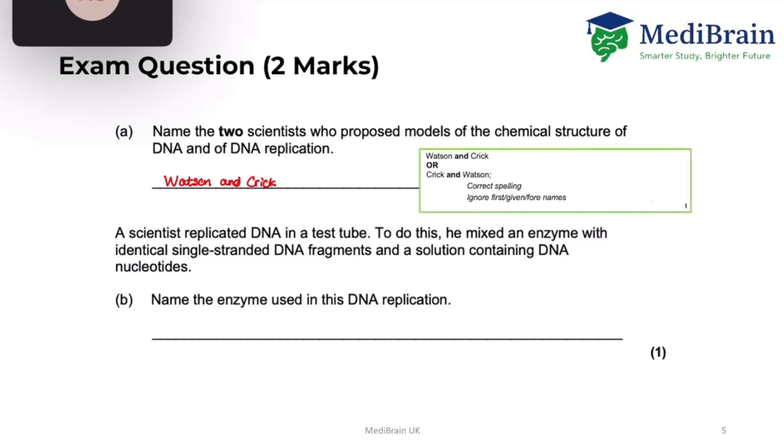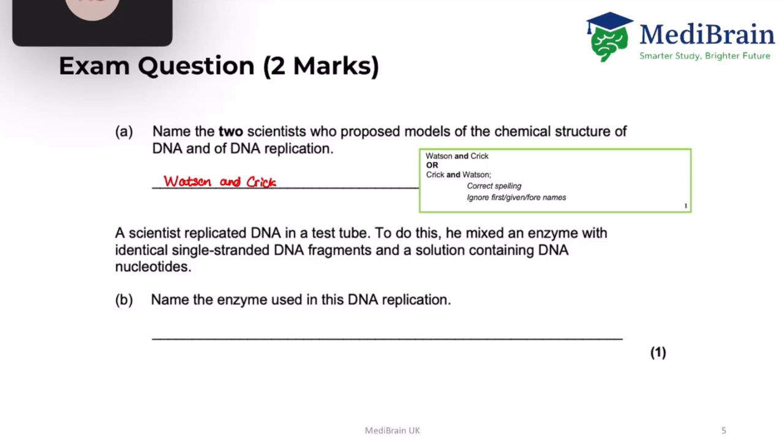Okay, so we've got Watson and Crick there. It says a scientist replicated DNA in a test tube. To do this, he mixed an enzyme with identical single-stranded DNA fragments and a solution containing DNA nucleotides. Name the enzyme used in this DNA replication.